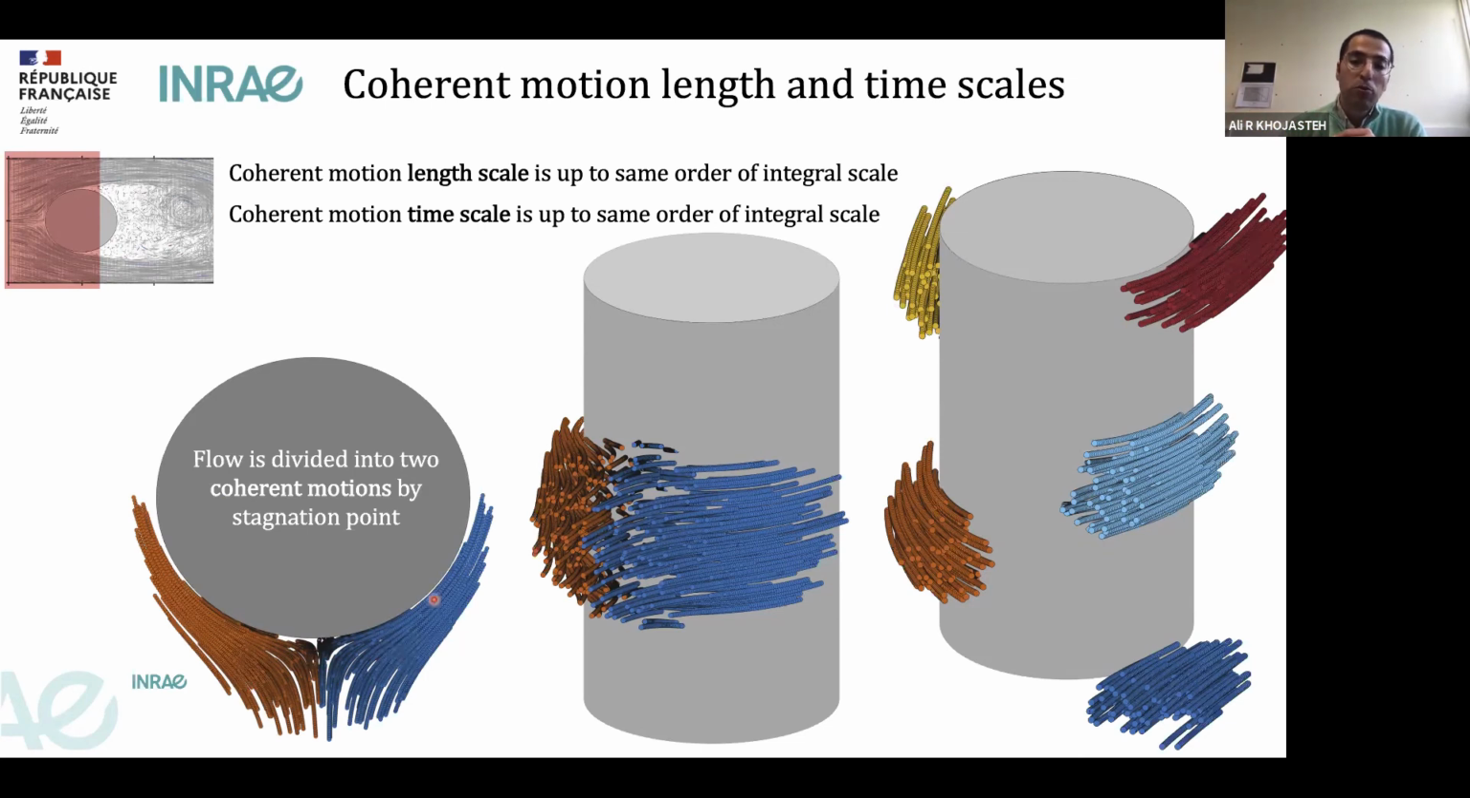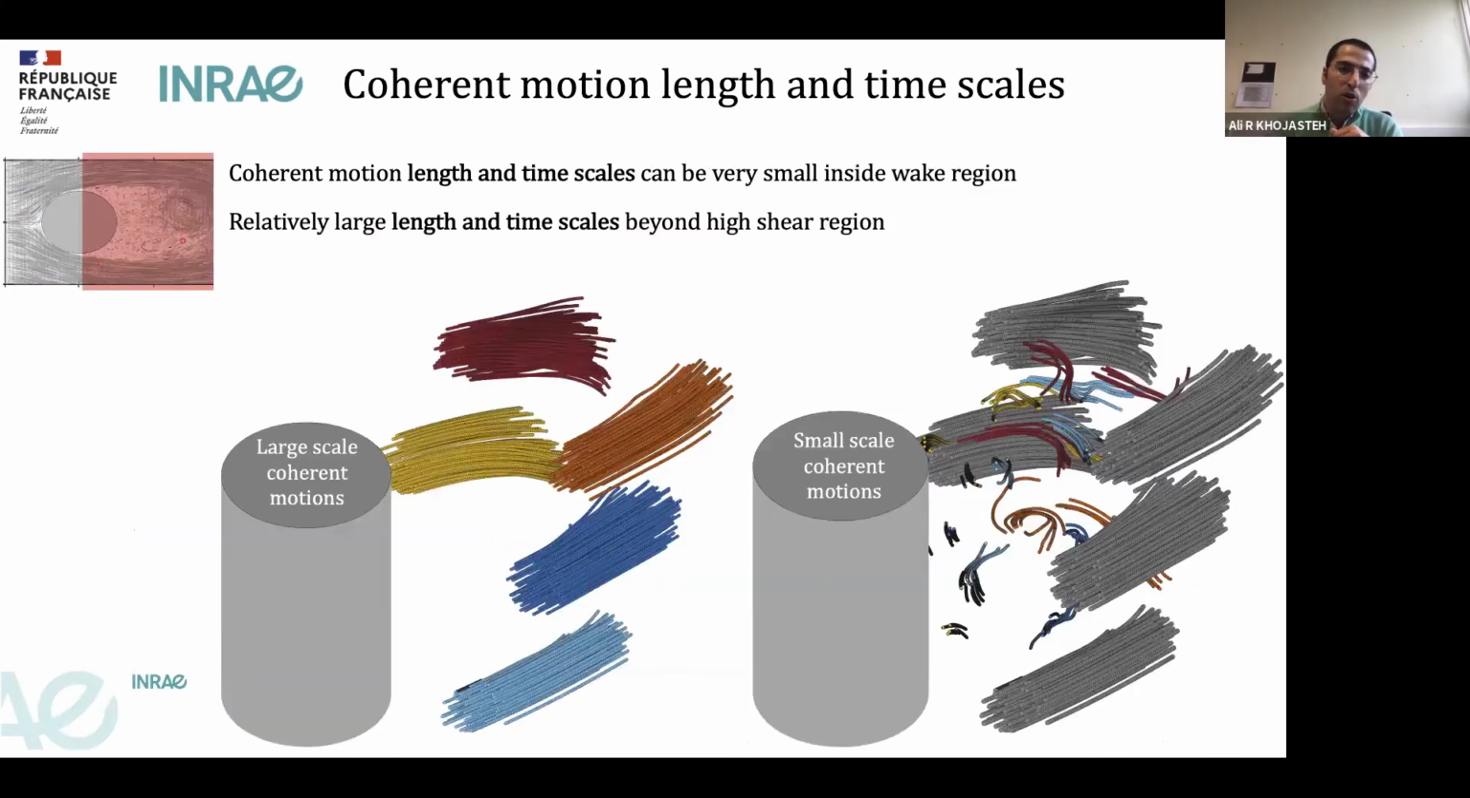So you have a group of particle motions, and their time and length scales are as large as your integral scales. So you have large scale coherent motions. This is really important, and this is really good news for LCTI and using LCS, because in this region you have high coherency and you can trust it. But if you go in the wake region, well, you do have a different scenario.